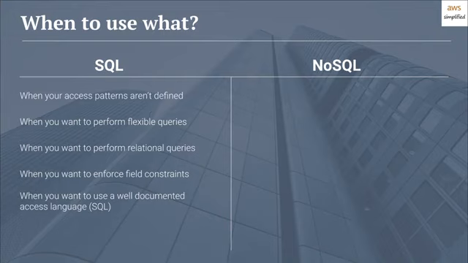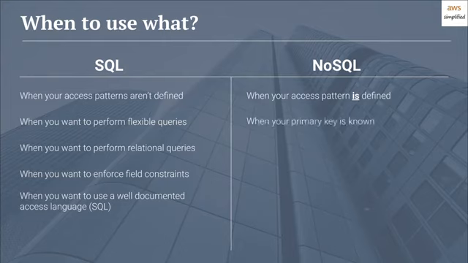Now moving on to why you would want to use NoSQL. So when your access pattern is defined, so when you know exactly how you're going to be interacting with your database, it's definitely a time to consider NoSQL. Secondly, when your primary key is known, this is part of the limitations of NoSQL. As we were talking about before, the input to the hashing function is your primary key. So if you don't know your primary key, you're not necessarily going to be able to find the data that you're looking for.